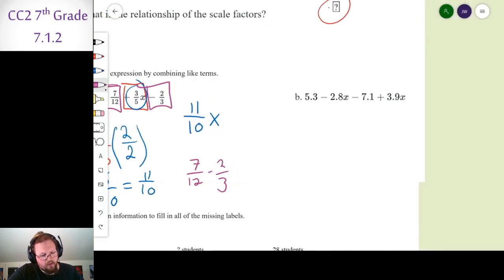Part B is also very similar, except you have like terms with a negative 2.8 and a positive 3.9. When you combine those, you're going to get 1.1x. And then I'd like you to do the same thing for the 5.3 and negative 7.1.